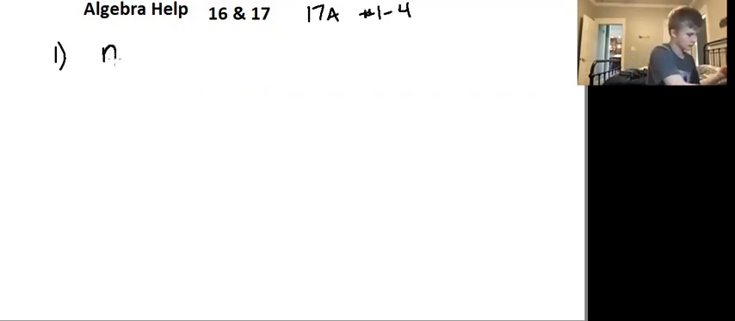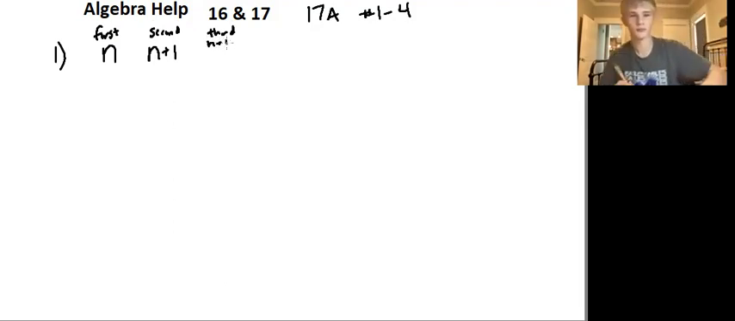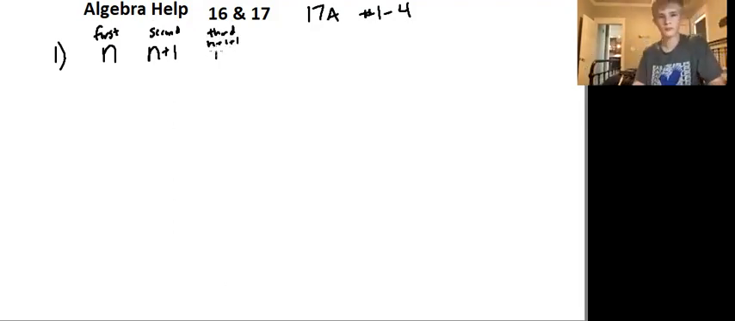So I'm going to represent the first one with n, and I'm going to label them because that might help us. Our second one is going to be one more than the first one. So n plus 1. And then our third one will be one more than that. So n plus 1 plus 1. I'm going to write that really tiny, n plus 1 plus 1, which is the same thing as n plus 2. I don't know how clear that is.